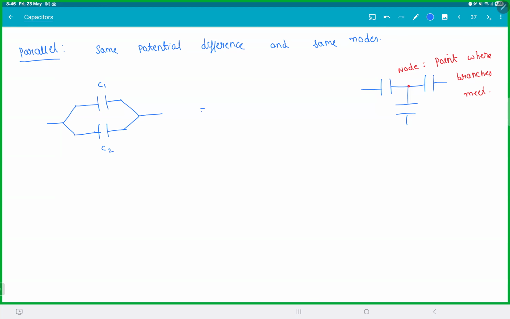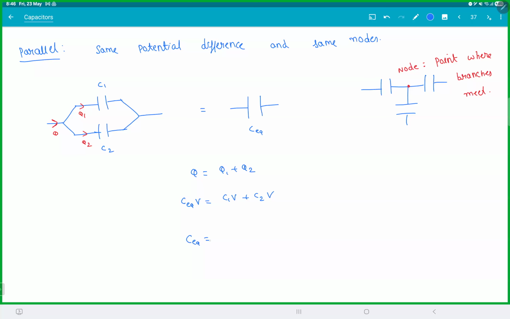C1, C2, you are replacing this with one capacitor, C equivalent. Let the charge be Q, and this is Q1 and this is Q2. So we have Q is equal to Q1 plus Q2. Q is nothing but C equivalent into V. They all have the same potential difference because they're in parallel.